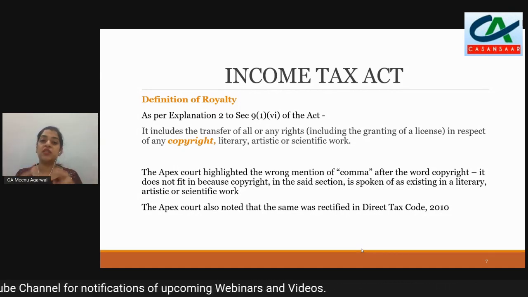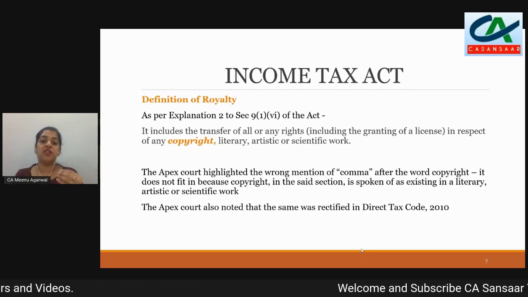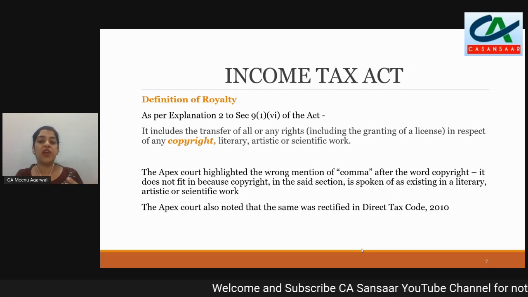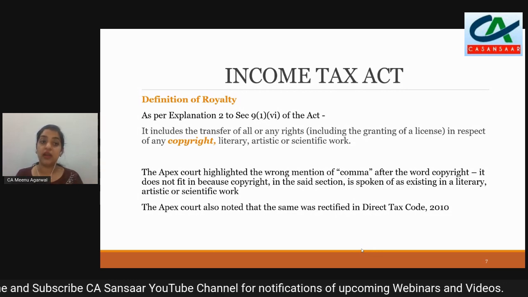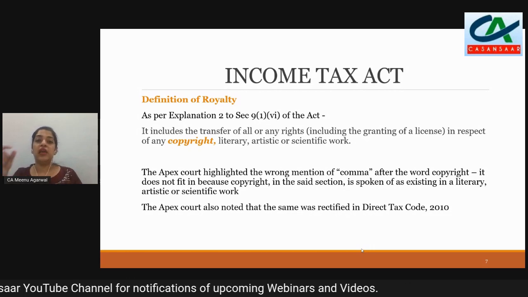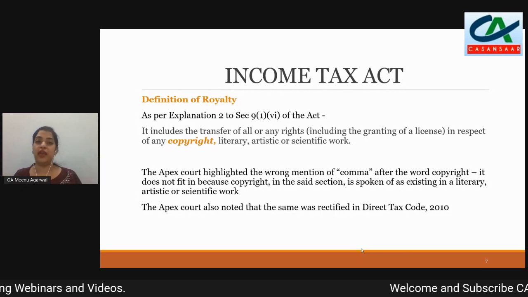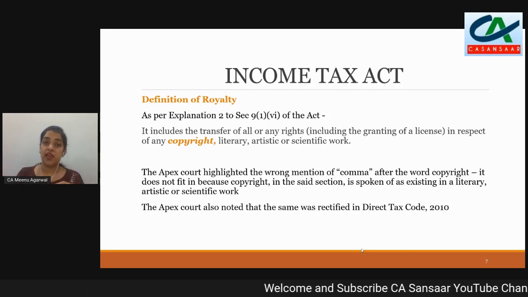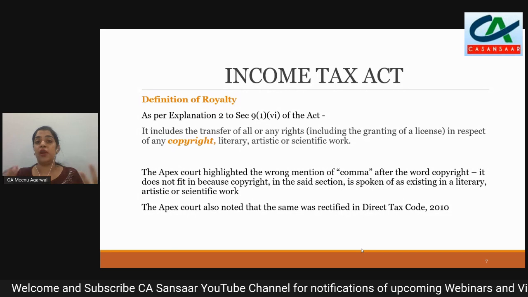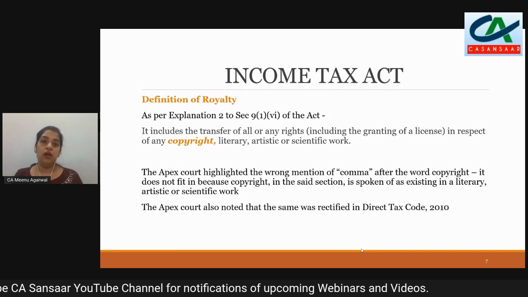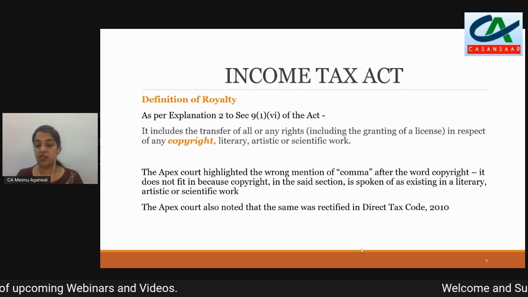But the Supreme Court said that this is a wrong placement of punctuation because it does not fit here. In this section, it is spoken of as existing in a literary, artistic or scientific work. What the Supreme Court was trying to tell is that the transfer of all or any rights in respect of any copyright should be with respect to a literary, artistic or scientific work. This punctuation was rectified in the Direct Tax Code 2010, which was appreciated by the Supreme Court, but that was not introduced. So this was not rectified in the Act itself.